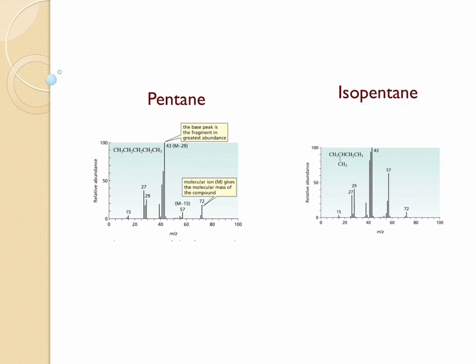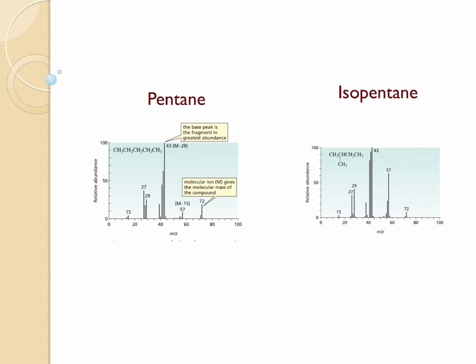Because they are constitutional isomers, they both have exactly the same molecular formula, and the molecular ion peak is going to exist at exactly the same m/z value. The only difference between these two compounds is the intensity of the peak at m/z equals 57, which corresponds to the loss of methyl radical. Why should isopentane have a very intense peak at m/z equals 57? That is because it forms a more stable secondary carbocation than what is formed in the case of pentane.